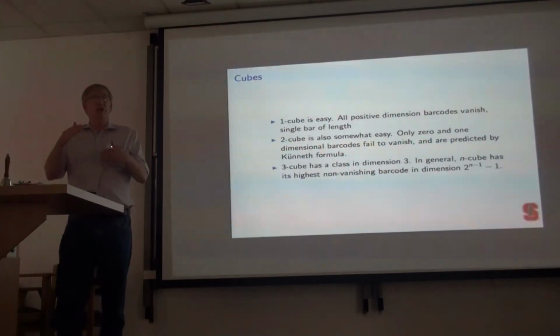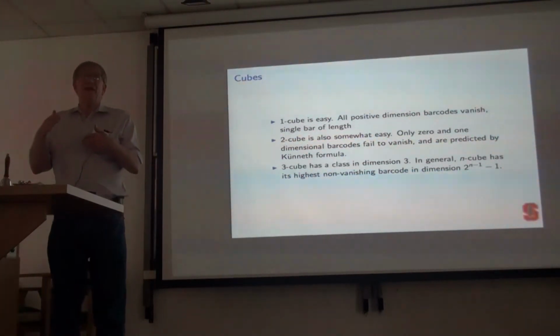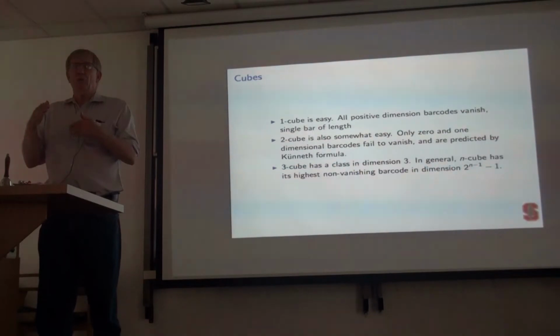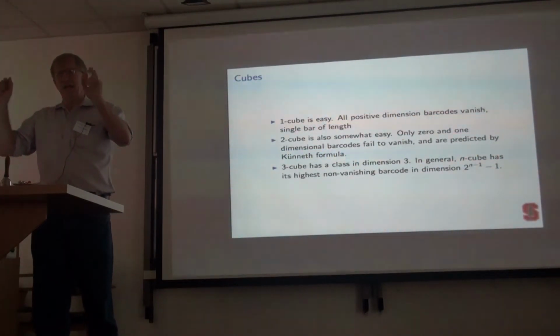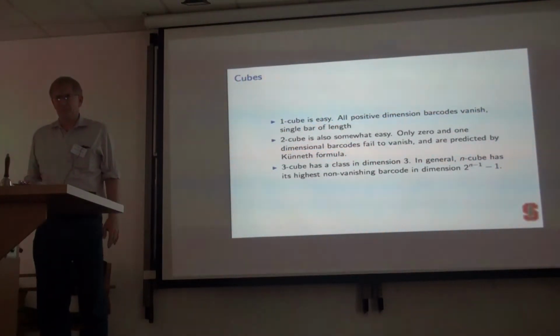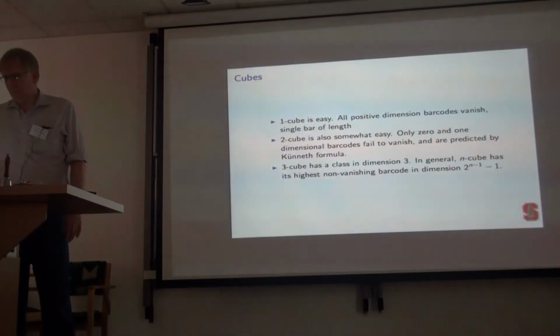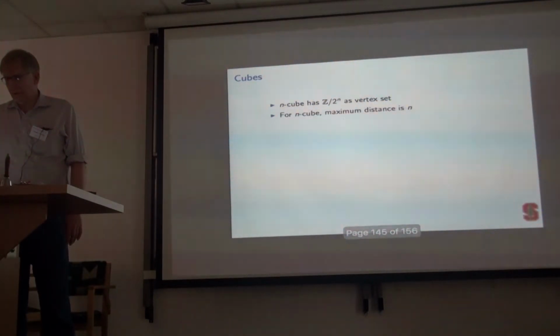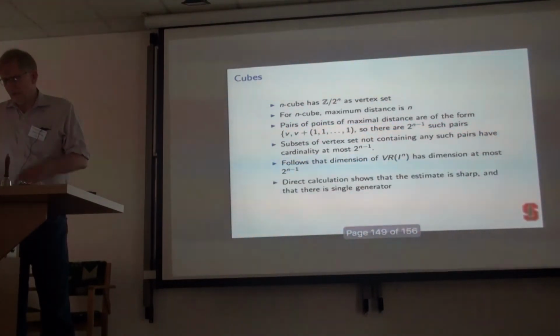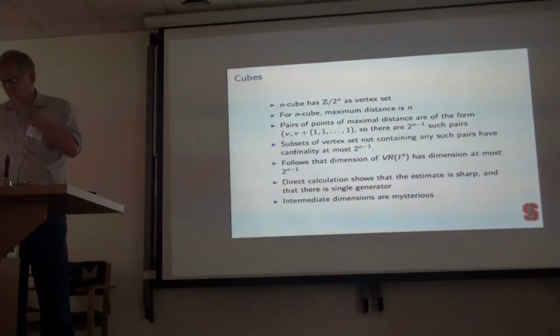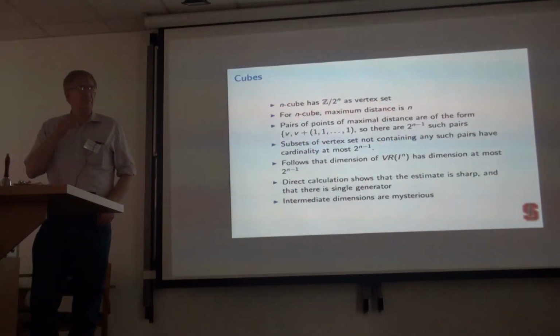But in any case, the conjecture would be that for a product of n trees, one would expect that the dimension of the complex is still 2 to the n minus 1 minus 1. Again, a conjecture out there, not a known fact. So this is just the computation, which might not be of so much interest. Yeah, so these intermediate dimensions are mysterious.